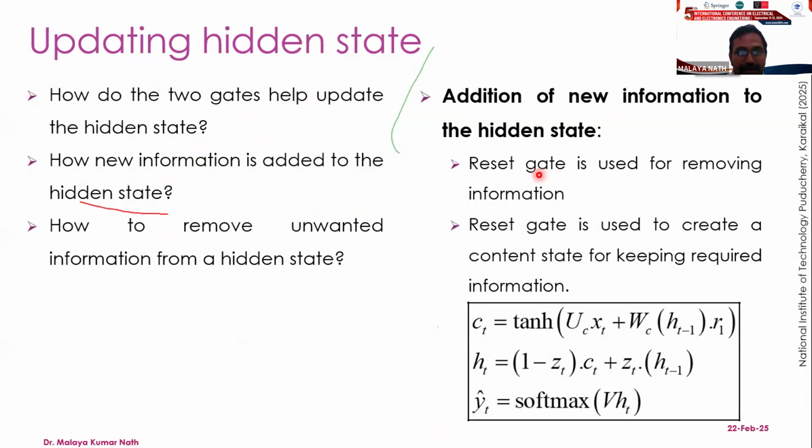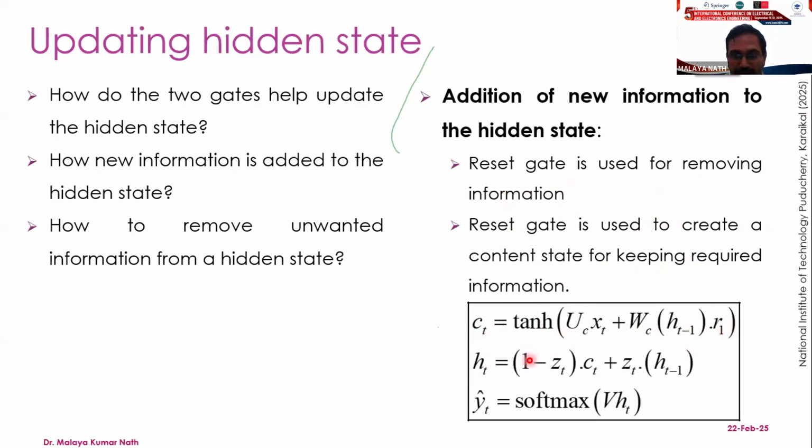Those are the things we will discuss here: the addition of new information to the hidden state. So the reset gate is used for removing information. Which information has to be removed? The reset gate is used to create a content state for keeping the required information. So what is Ct? Ct is tanh of Uc xt plus Wc h of t minus 1 times rt.